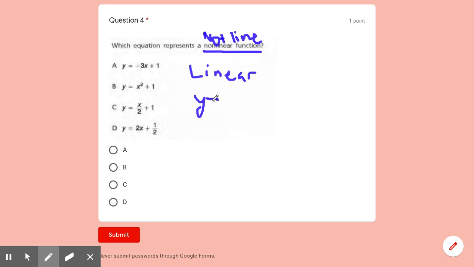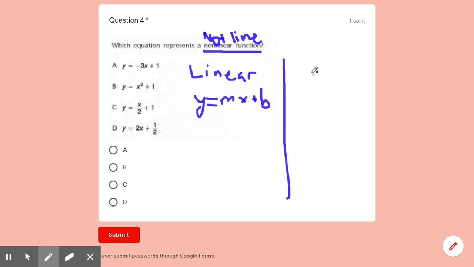y equals mx plus b, right? Remember when we did this before. And remember, m represents the slope, and b represents the y-intercept when we're looking to create a line.